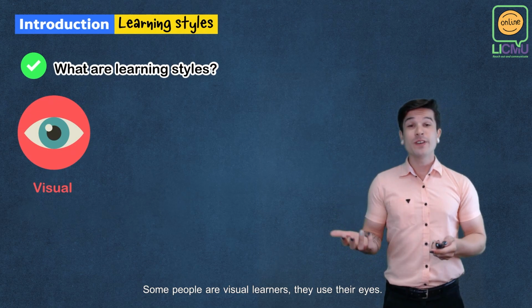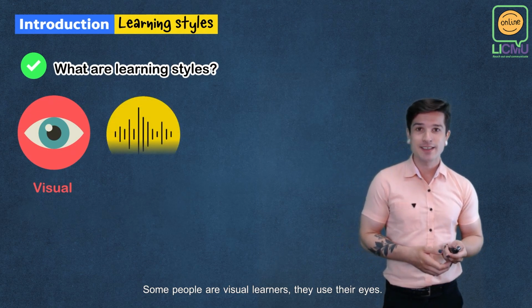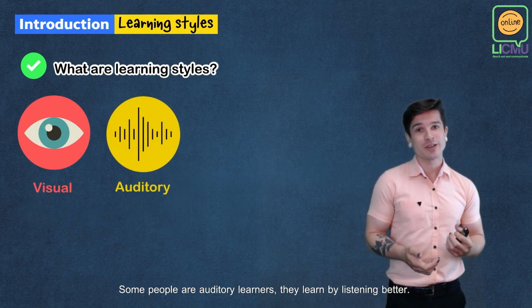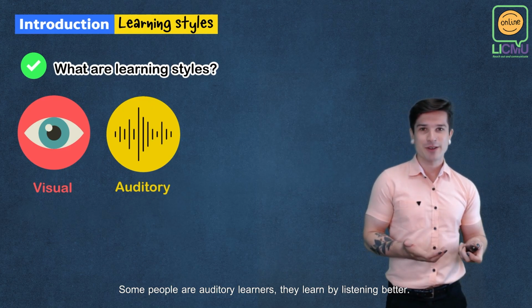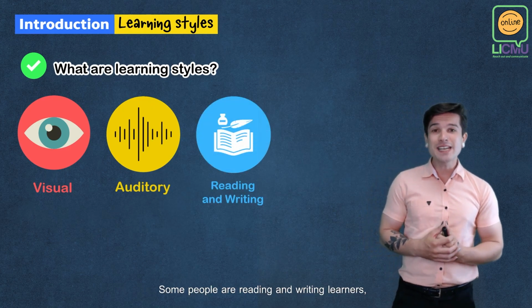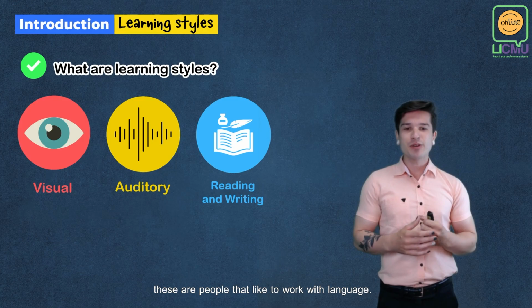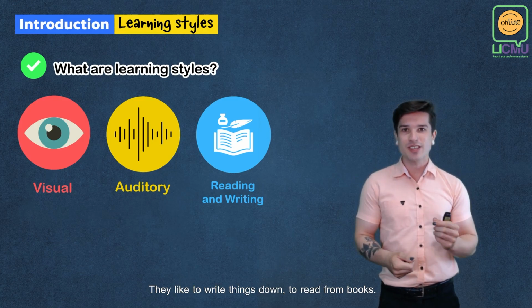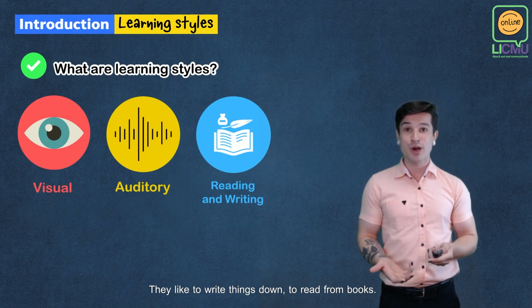Some people are visual learners. They use their eyes. Some people are auditory learners. They learn by listening better. Some people are reading and writing learners. These are people that like to work with language. They like to write things down, to read from books.